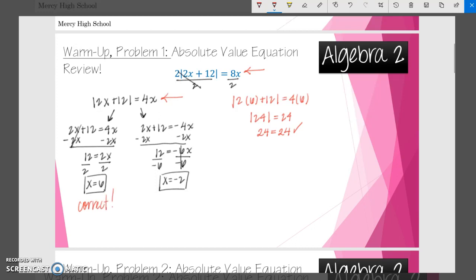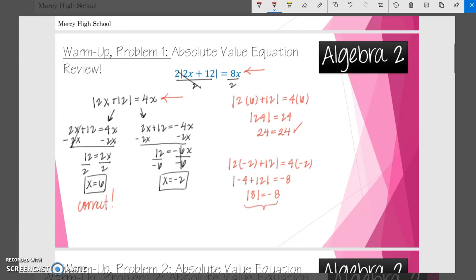Then we'll take a look at this x equals negative 2, and we'll do the same thing and plug it in to this expression over here for anywhere that we see an x. So I'll have 2 times negative 2 plus 12 is equal to 4 times negative 2. And then I can simplify. 2 times negative 2 is negative 4 plus 12 inside here. 4 times negative 2 is negative 8. Then I'll have 8 in absolute value bars is equal to negative 8.